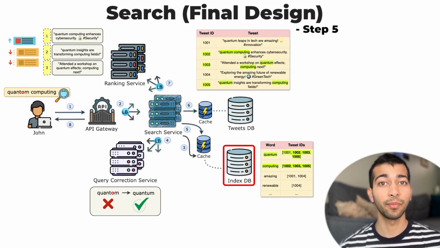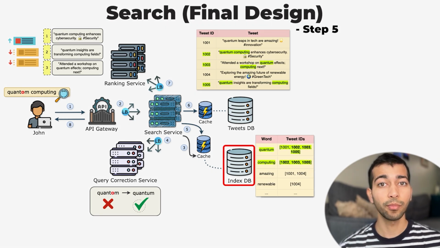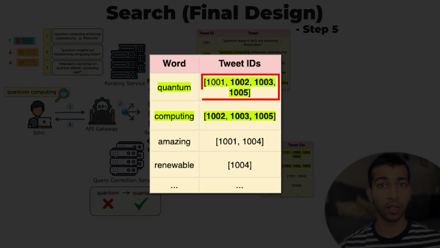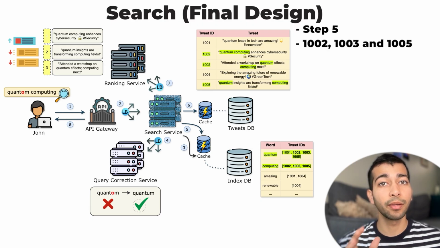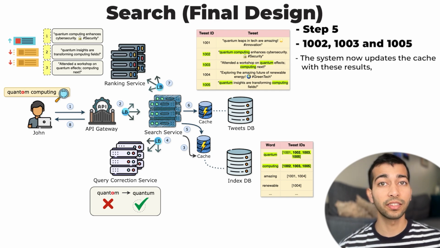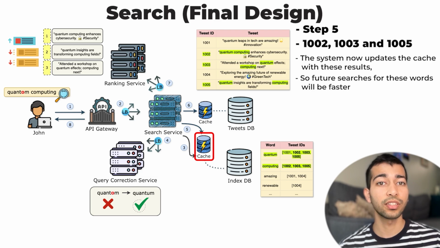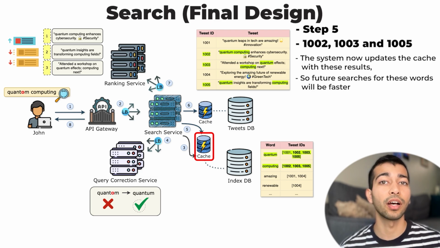Once the index database returns the result, quantum appears in tweets 1001, 1002, 1003 and 1005, and computing appears in tweets 1002, 1003, 1005. Taking the intersection of both these results, the search service finally identifies the tweets 1002, 1003, 1005 as containing both the keywords. The system now updates the cache with these results, so future searches for these words will be faster.